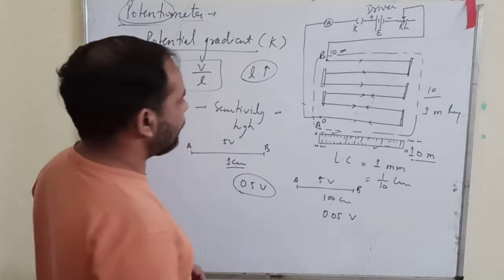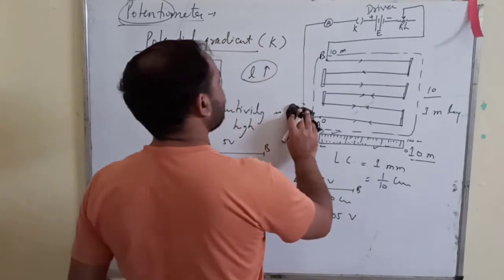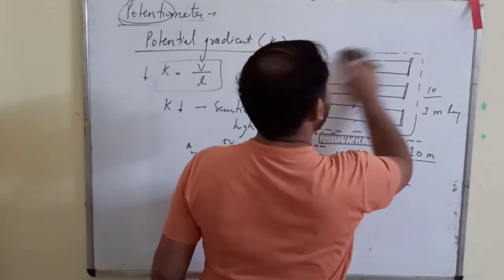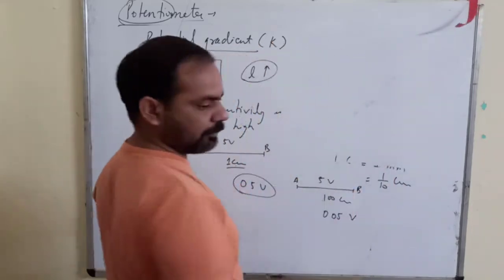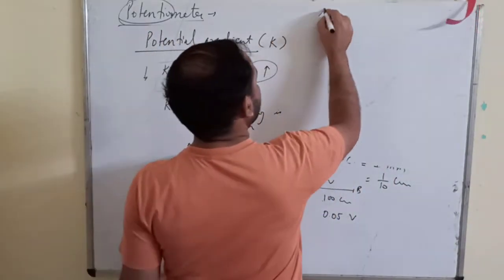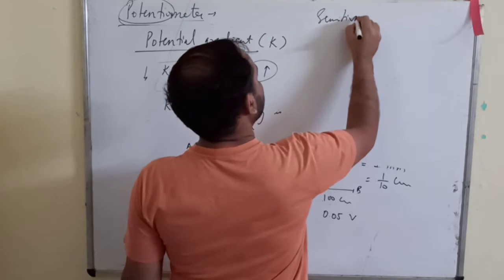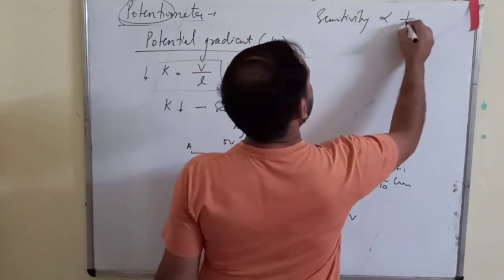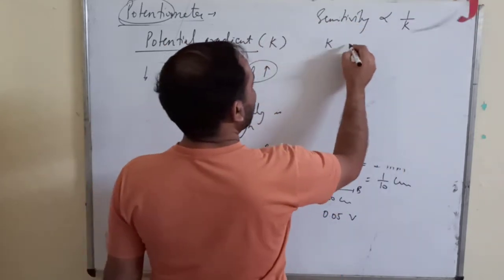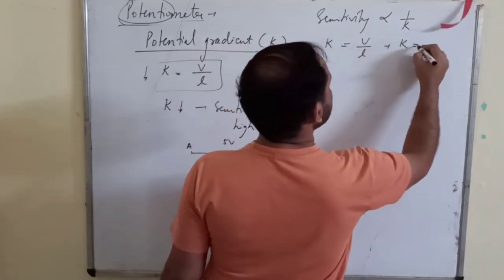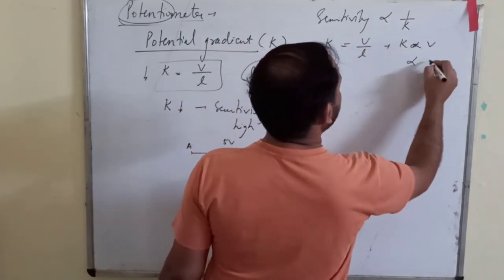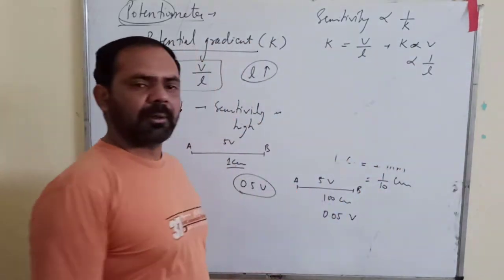I will write simply here: sensitivity is inversely proportional to K, and K is equal to V upon L. That means K is directly proportional to V and inversely proportional to L.